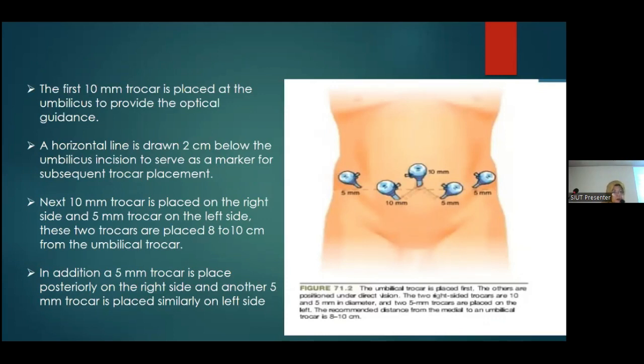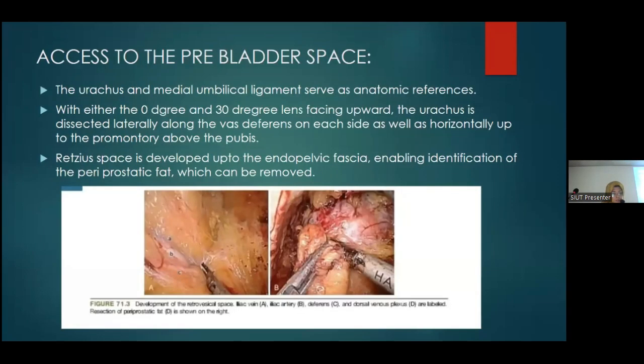The first 10 mm trocar is placed at the umbilicus to provide optical guidance. A horizontal line is marked about 2 centimeters below the primary camera port, which will serve as a marker for subsequent trocar placement. Next, a 10 mm trocar is placed on the right side and a 5 mm trocar on the left side. These trocars are roughly 8 to 10 centimeters away from the umbilical port. In addition, a 5 mm trocar is placed posteriorly on the right side and another 5 mm similarly on the left side.